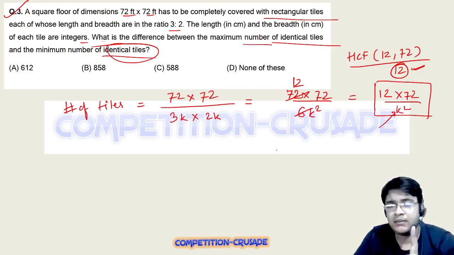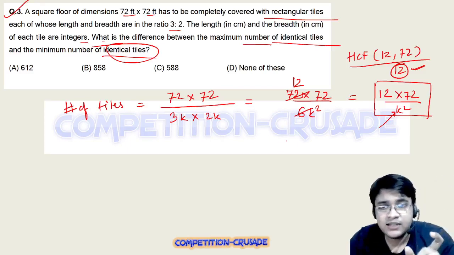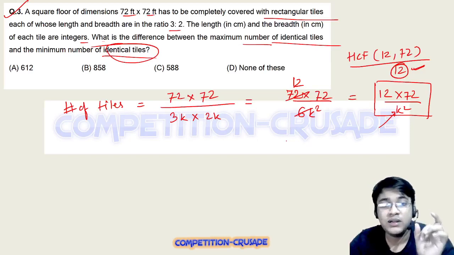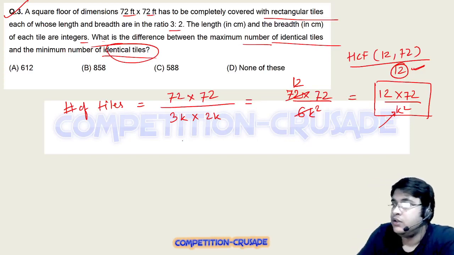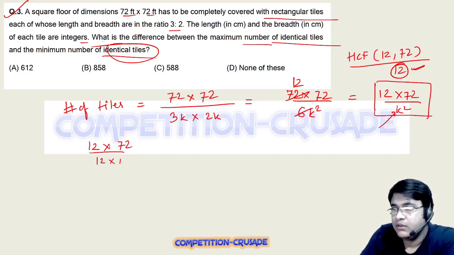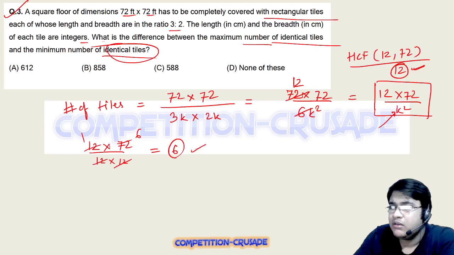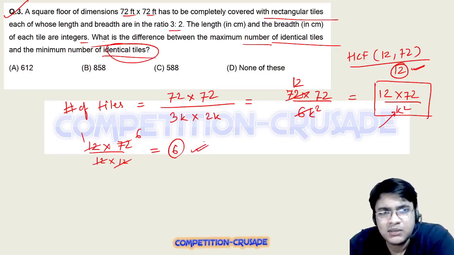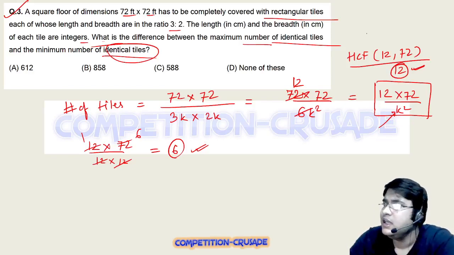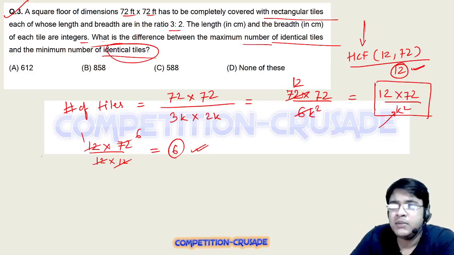For k square, I'm calculating for k square. What will be the maximum value that I can get for the number of tiles? Again, I'm emphasizing this word, the maximum number of tiles. So 12 into 72 by 12 into 12. This comes out to be 1, and this comes out to be 6. Now, is this the maximum number of tiles? Obviously not. The HCF gives me the minimum number of tiles.